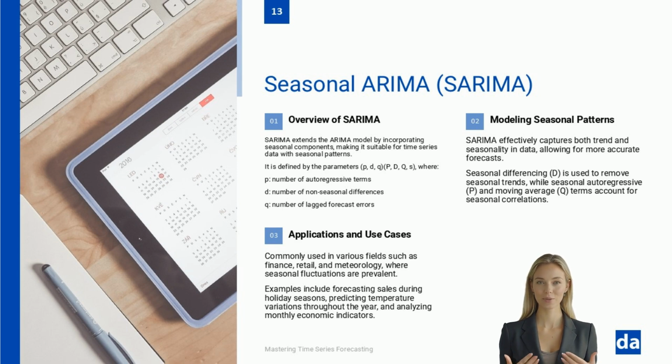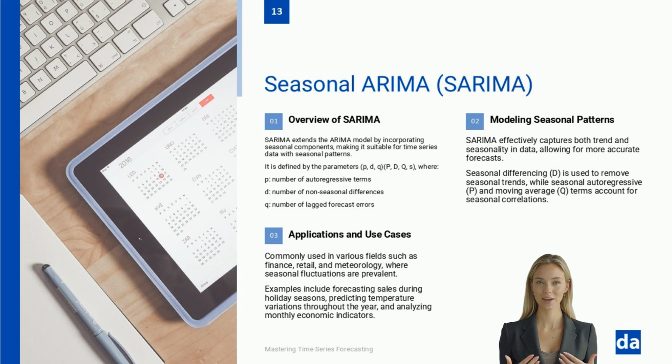Here, p represents the number of autoregressive terms, d is the number of non-seasonal differences, and q indicates the number of lagged forecast errors. The seasonal components are represented by P for seasonal autoregressive terms, D for seasonal differences, Q for seasonal lagged forecast errors, and s, which denotes the length of the seasonal cycle.